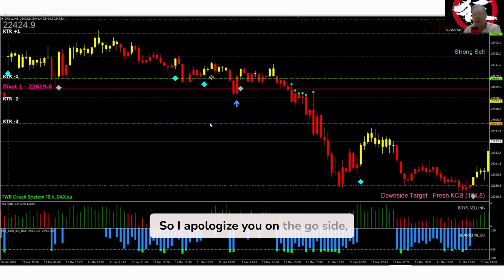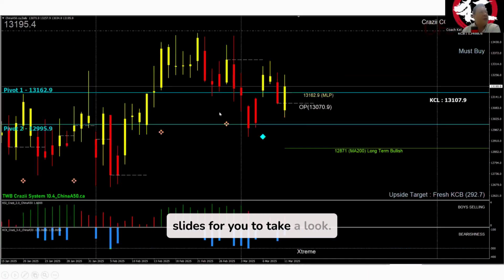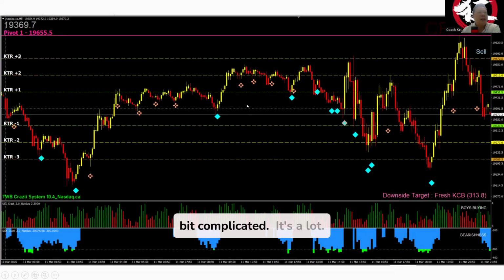Okay, so apologies on the gold side, but the rest itself, I think I've covered, and I don't think I have any more slides for you to take a look at. So the rest is simple. Let me just see Nasdaq. It's a bit complicated. Yesterday Nasdaq got a lot of diamonds, a lot of diamonds. But if you actually follow through, you should be able to get it still.